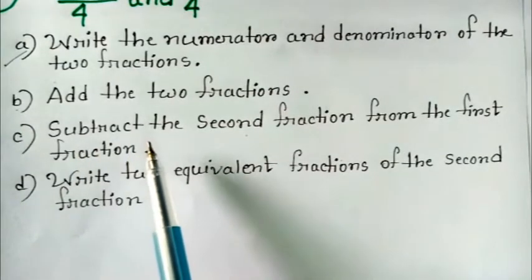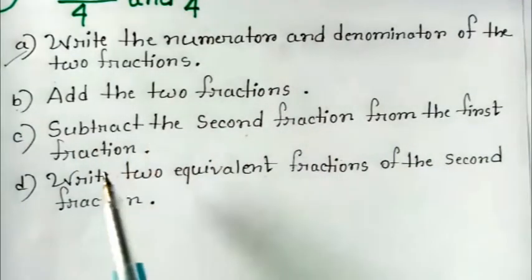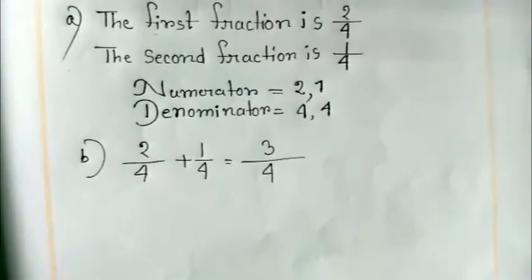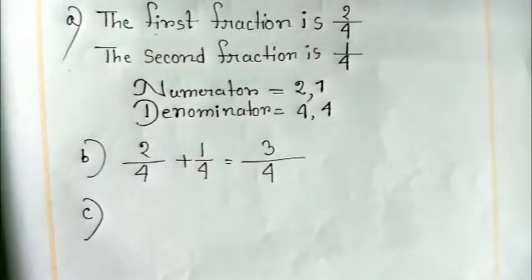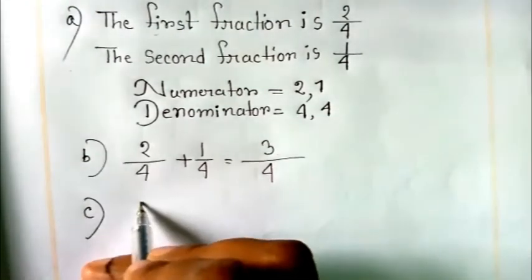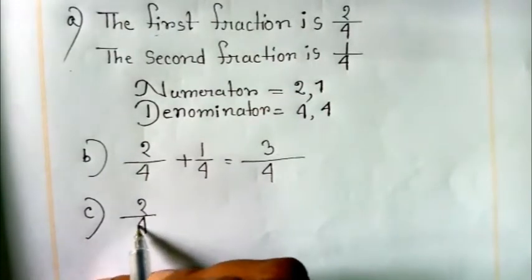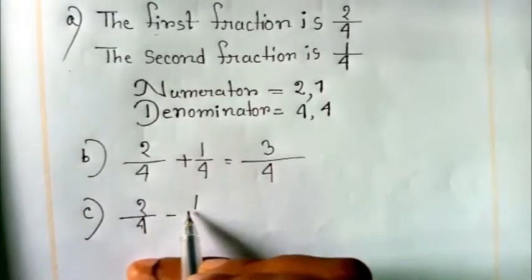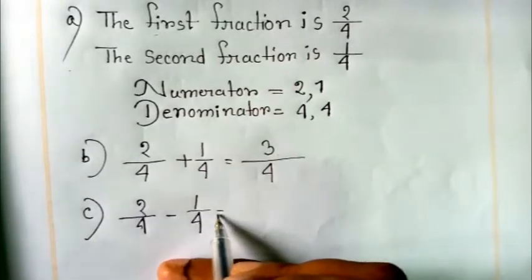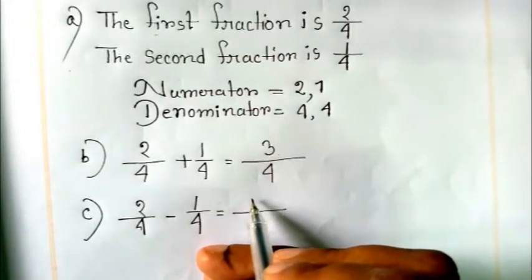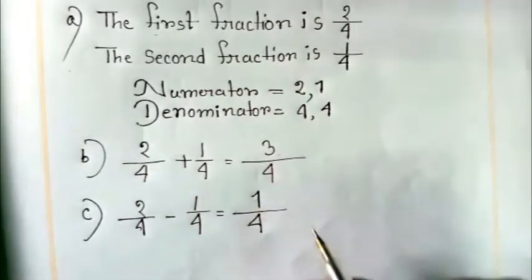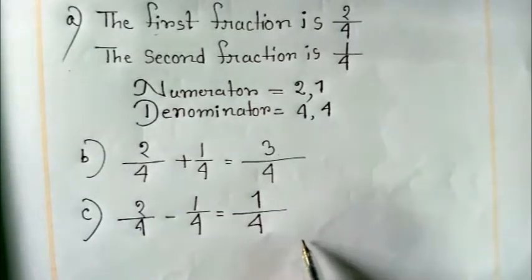Number C. Subtract the second fraction from the first fraction. Here, first fraction is 2 by 4 and the second fraction is 1 by 4. 2 minus 1 is 1. So we get 1 by 4.